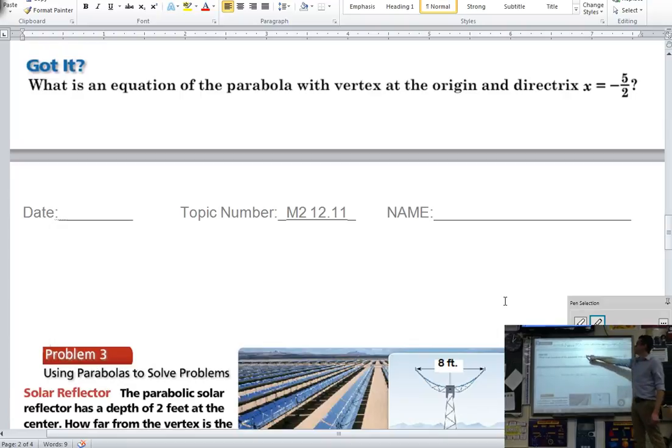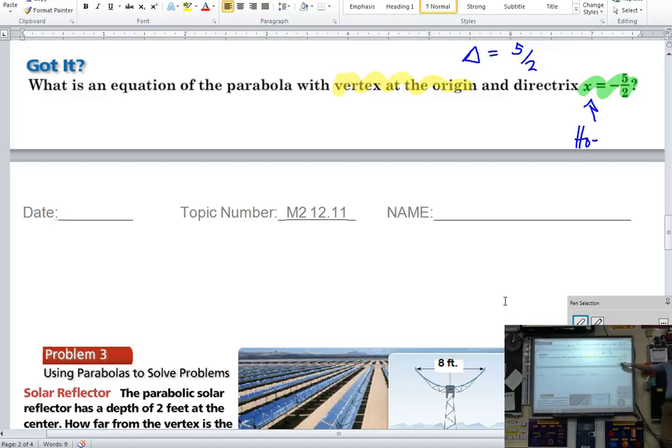So if we know the vertex at the origin and the directrix at 5, we know the distance between them is just 5. If the vertex is at the origin, that tells me that my focus has to be 5 away from that. And if this is negative, that one's positive. Michelle? If the parabola is not, this tells me that it's a horizontal. I guess I don't need a colon there, I would just need a period.